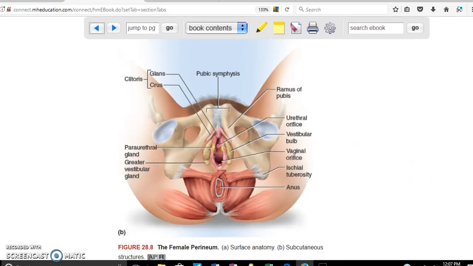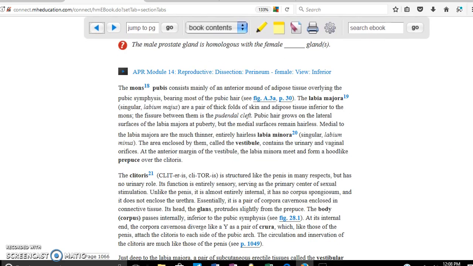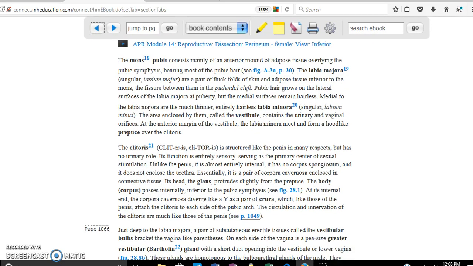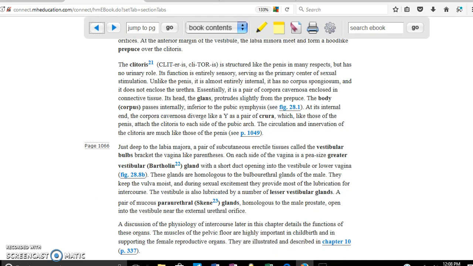Okay. And in here, they are showing you that we have glands. In the case of males, we have prostate, for example. Males have prostate. Females have other glands, such as the greater vestibular gland right here, and the paraurethral gland. They also have other names, such as the Skene gland and the Bartholin gland. And these glands are going to moisten the labia majora, labia minora, the external areas of the female reproductive system during sexual intercourse.